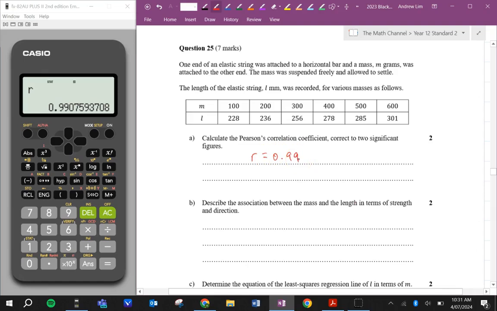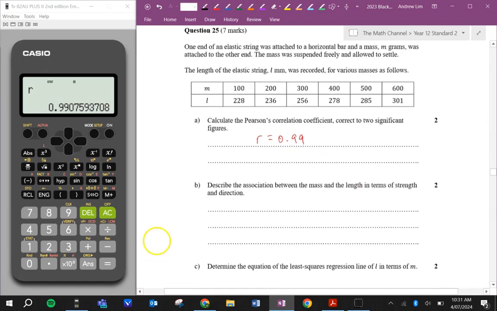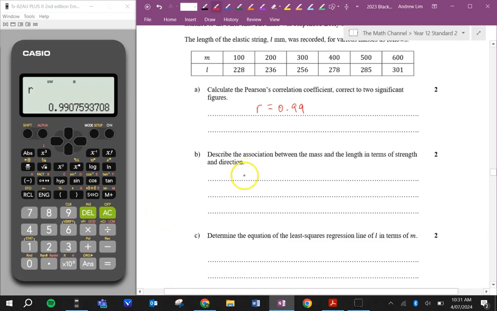Describe the association between the mass and the length in terms of strength and direction. So this is very strong. So this is strong, positive, linear.